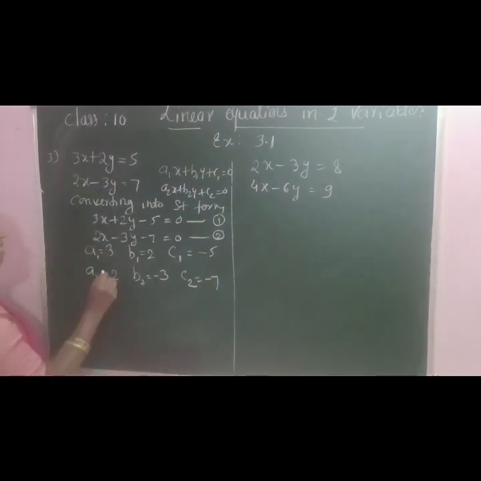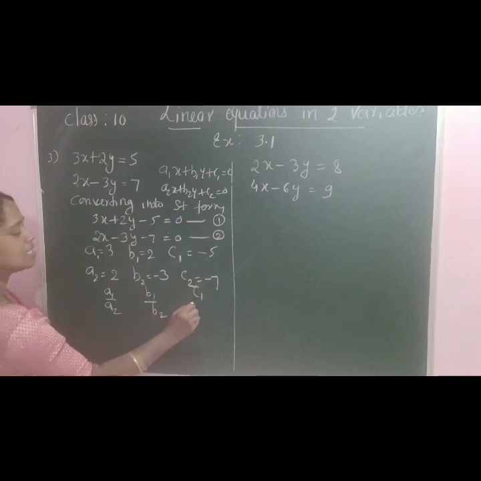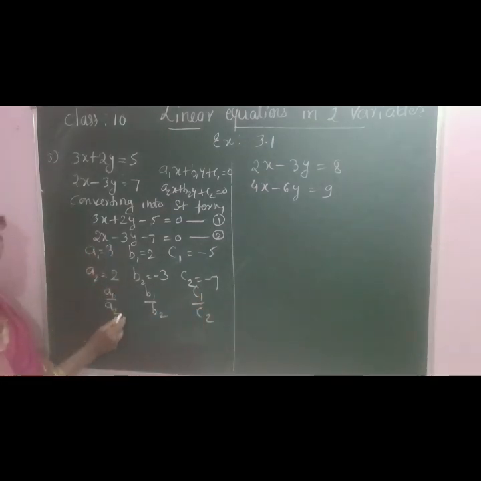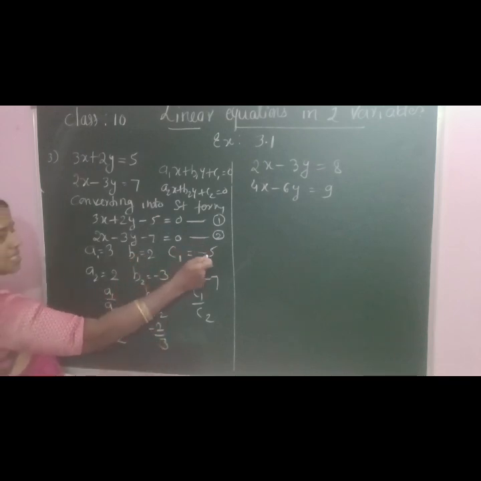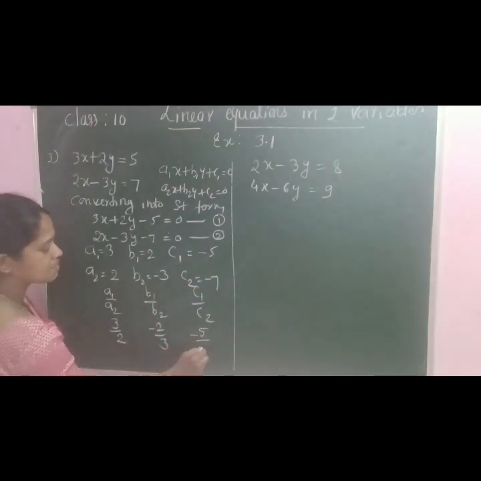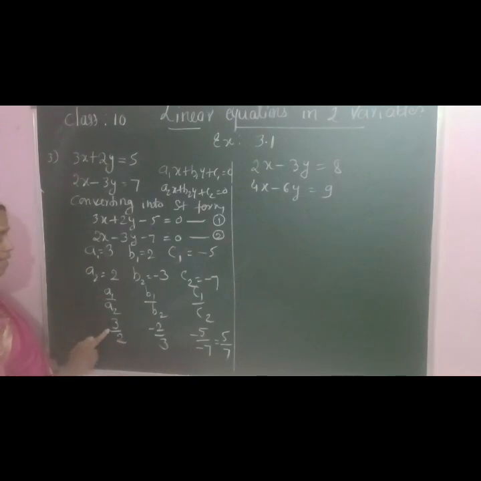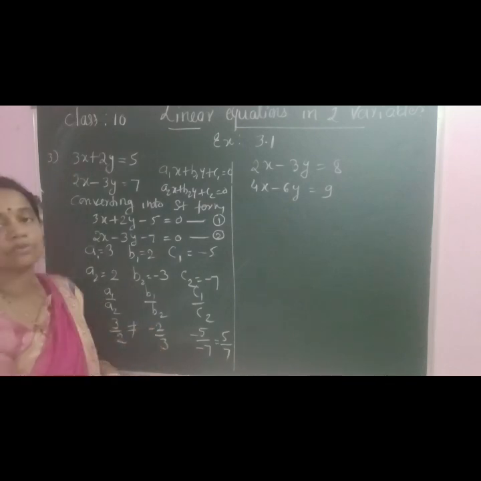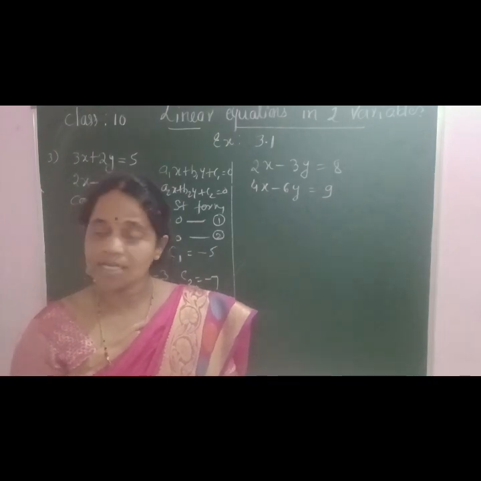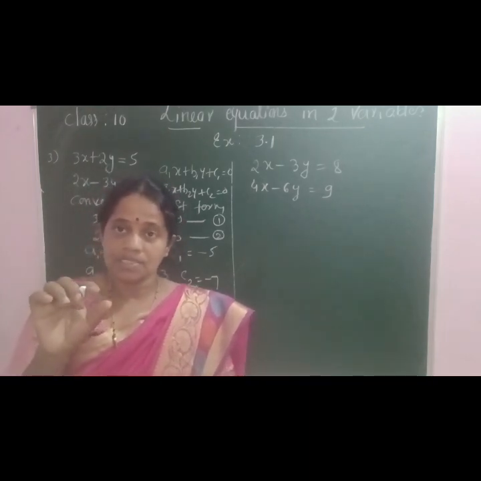Okay, next calculate the ratios a1 by a2, b1 by b2 and c1 divided by c2. a1 by a2 is how much? 3 by 2, and b1 by b2 is 2 divided by minus 3, that is minus 2 by 3, and c1 by c2 is minus 5 by minus 7, that is plus 5 by 7. We noticed that a1 by a2 is not equal to b1 by b2. So here, since a1 by a2 is not equal to b1 by b2, this pair of equations has a unique solution.